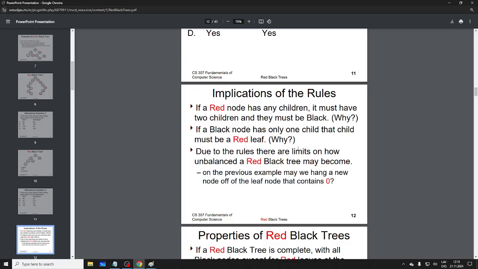So, if a red node has any children, the children must be black, right? We know that, but they must be 2, right? Of course, first they have to be black. That's part of the rules. But why must you have 2? That's a good question now. So let's explore this first one.